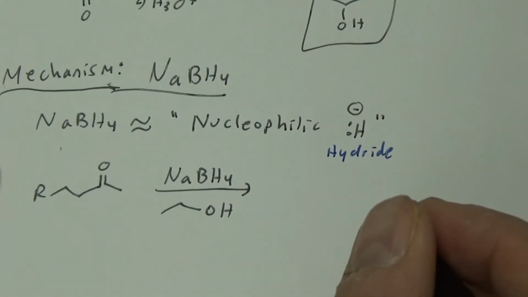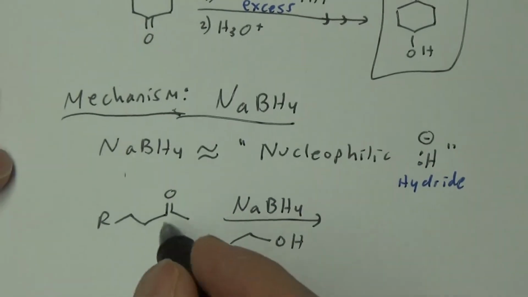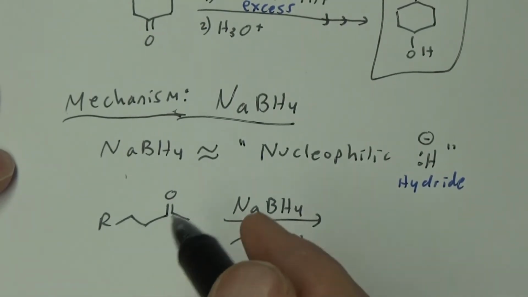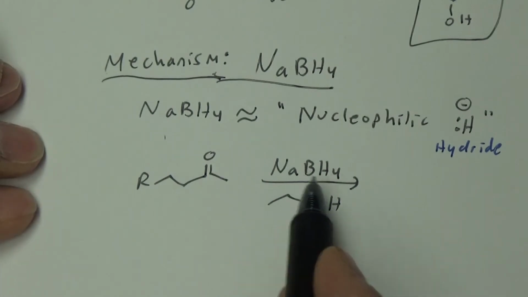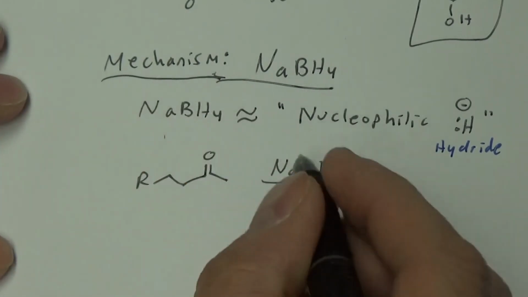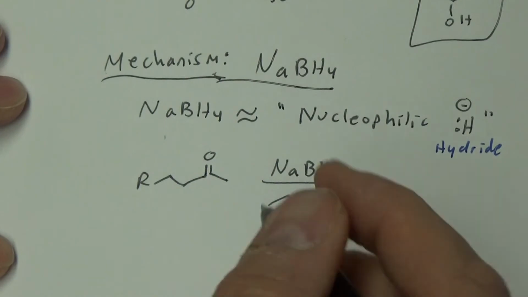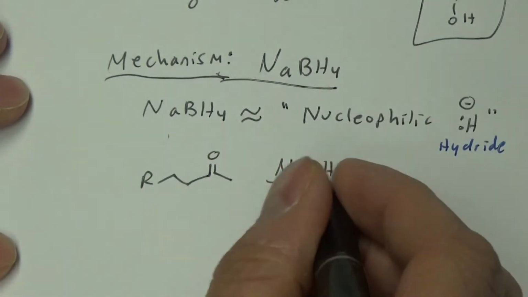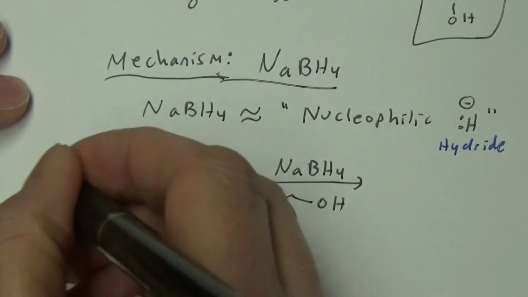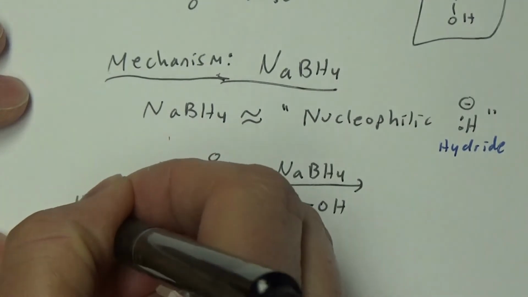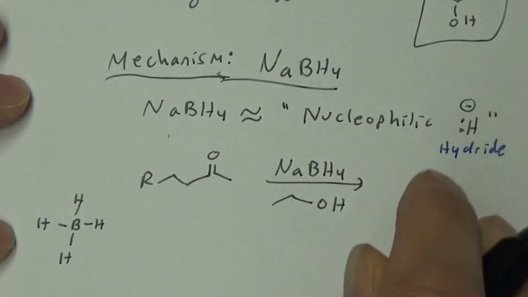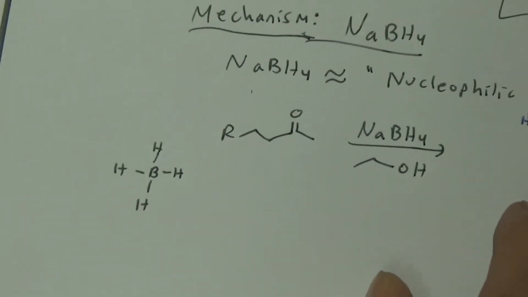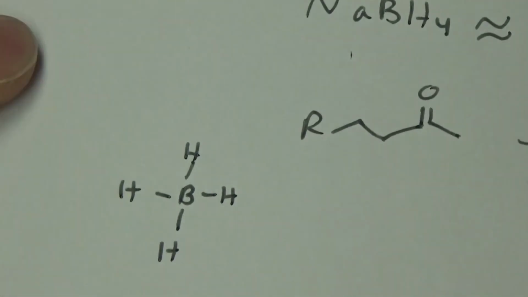Well, let's go through the mechanism first. The first thing about the mechanism is we have to draw BH4 out. The Na plus is not that big of a deal. The BH4 though is a big deal. It's B with four H's, and the charge is negative on boron.